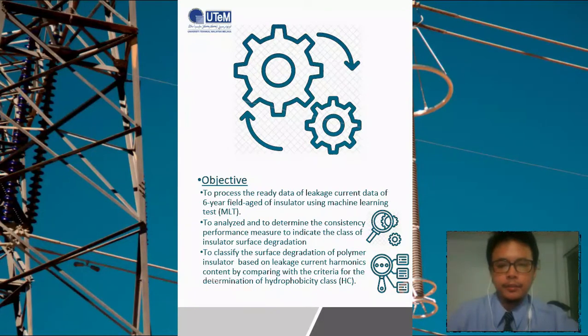edge insulator by using machine learning tests (MLT), and second, to analyze and to determine the consistency performance measure to indicate the class of insulator surface degradation, and last, to classify the surface degradation of polymer insulator based on leakage current harmonics content by comparing with the criteria of determination of hydrophobicity class.